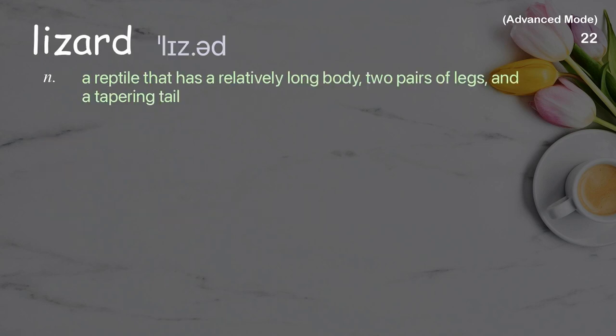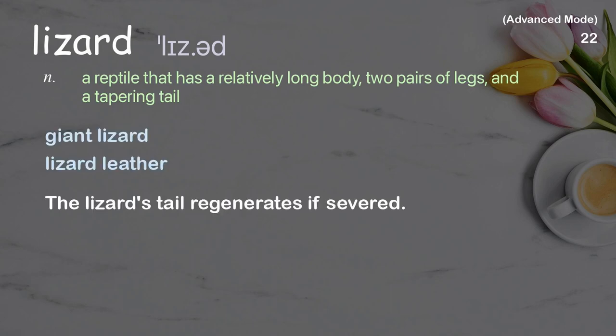Lizard. A reptile that has a relatively long body, two pairs of legs, and a tapering tail. Examples: Giant lizard. Lizard leather. The lizard's tail regenerates if severed.